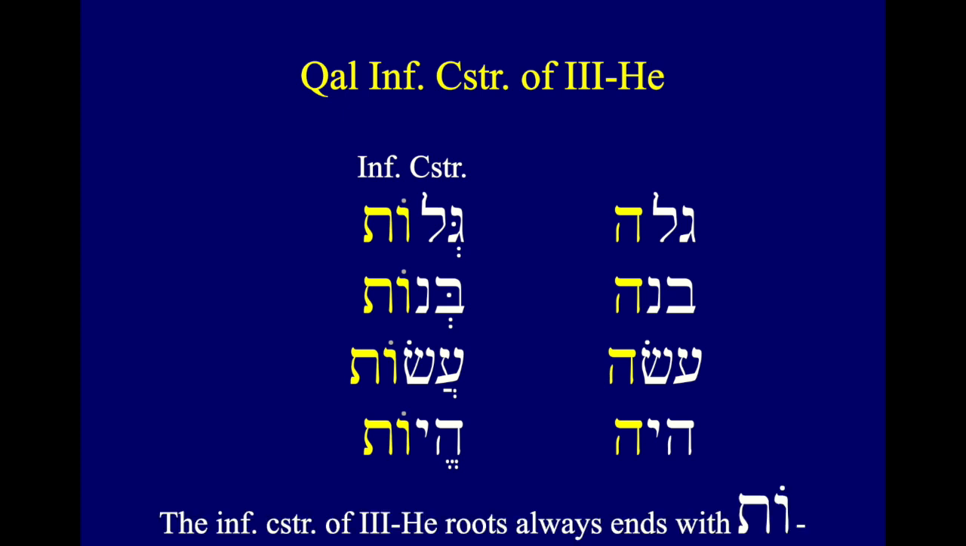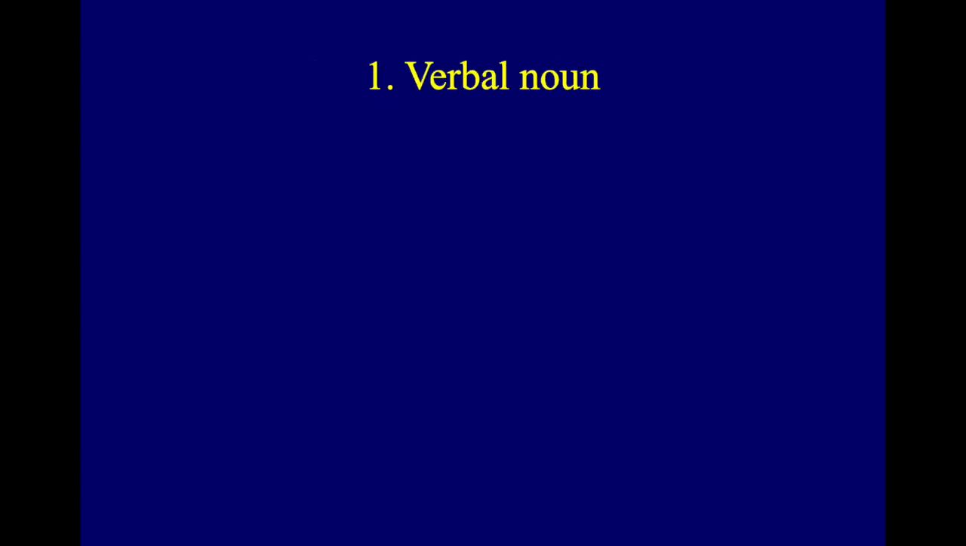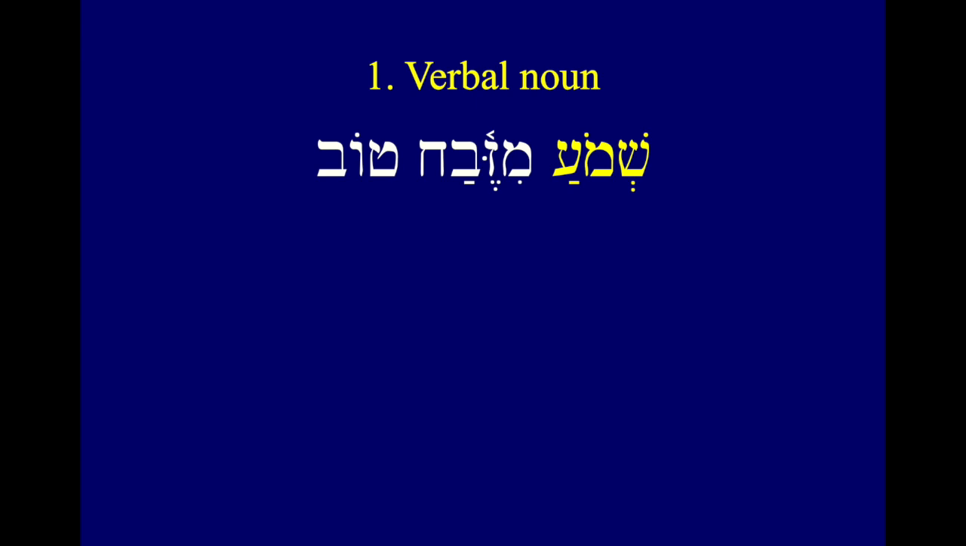Remember that the infinitive construct of third hay roots always ends with ot. Again, it doesn't mean feminine plural, although it is the feminine plural ending. It's a strange, strange thing. Okay, now how do you use these? Well, often just like with the infinitive absolute, as a verbal noun. Here's an example: shemoa mizbach tov. So remember, shama means to hear or listen. I have my holem between my second and third radical. I have a sneaky patach here because it's a third ayin. But here's my reduced vowel, my schwa, under my first radical. So I haven't added an ending to this, but it's still kind of in construct, right? This is a Qal infinitive construct.